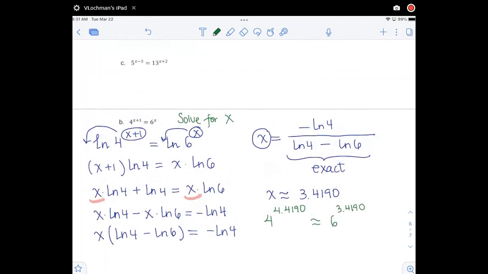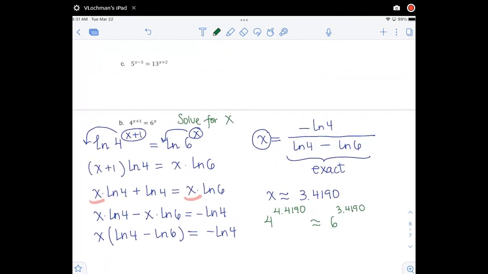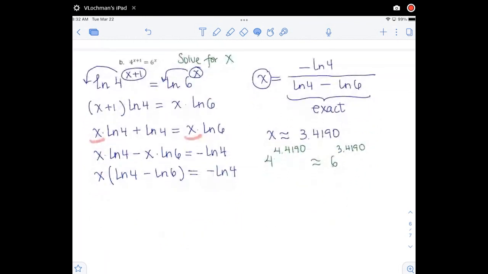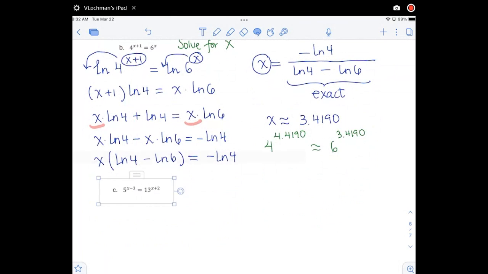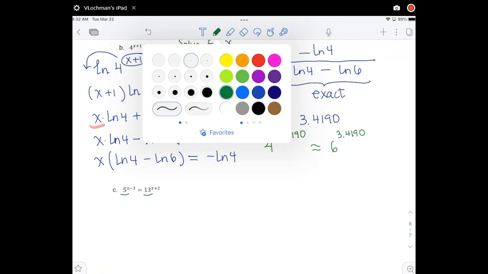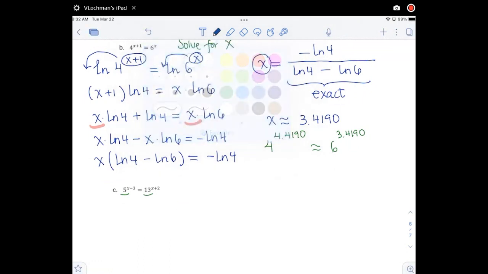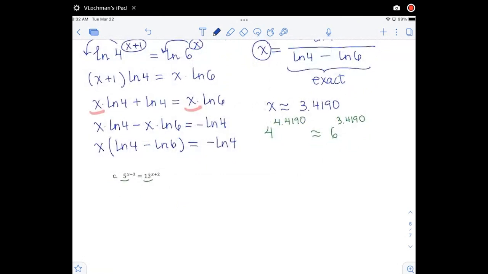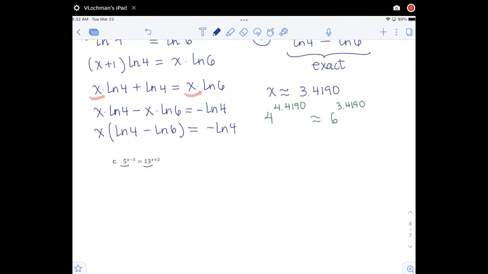Okay, all right. Now let's go ahead and do one more example of this type. And this one right here. Part C, problem C, we have 5 raised to the power x minus 3 equals 13 raised to the power x plus 2. Again, I'm looking at these bases, 5 and 13. There's no way to rewrite this equation such that I have the same base. Okay, so I'm going to take natural log of each side. Same trick as before.